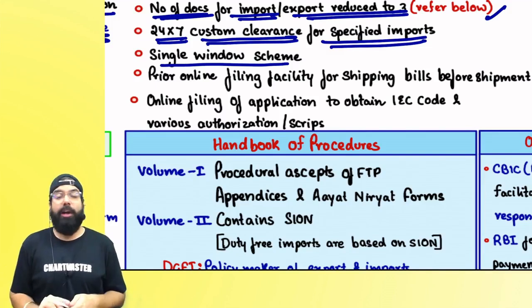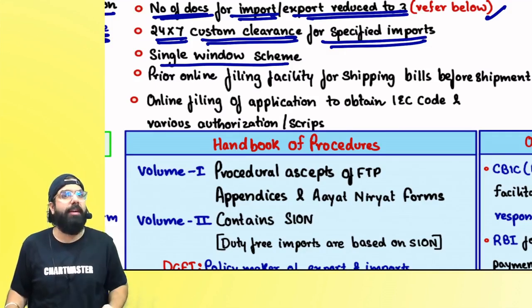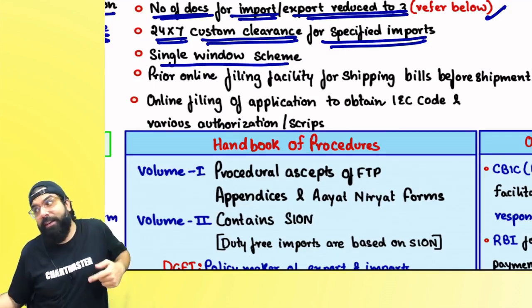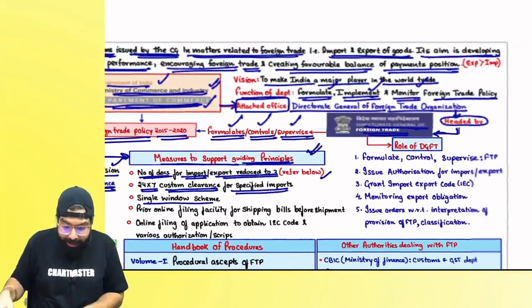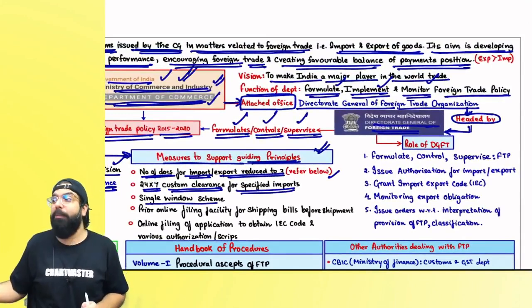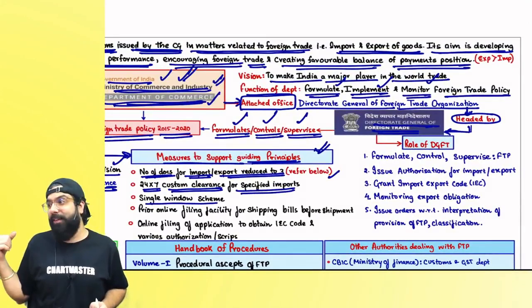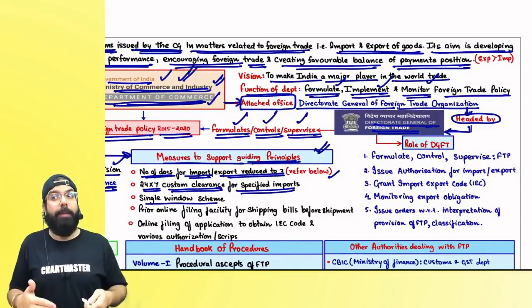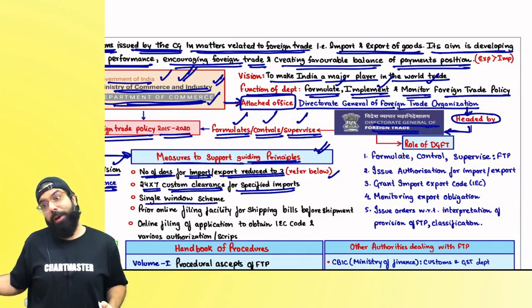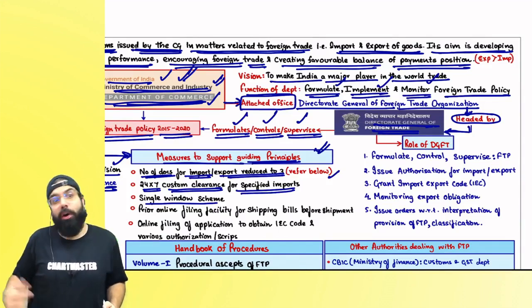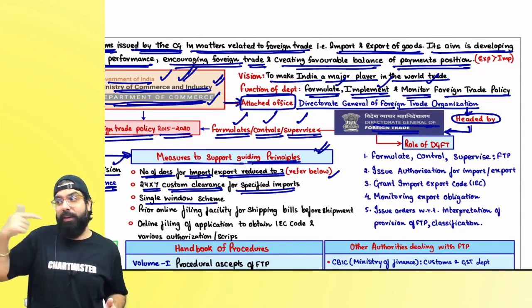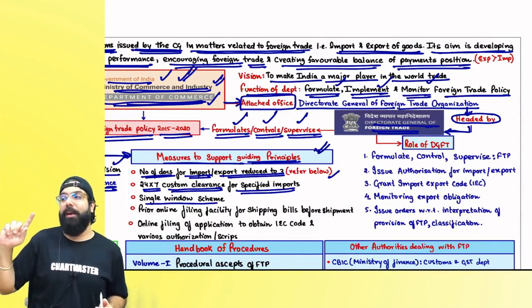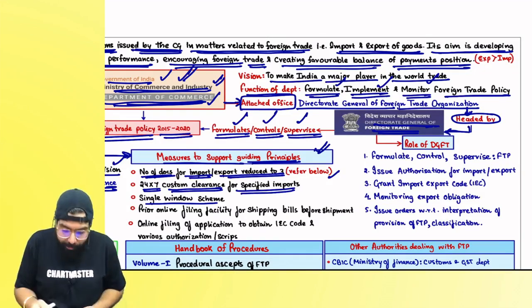If the foreign trade policy tells that these goods are restricted, these goods are prohibited, the customs department has to make sure of that when goods come. So the foreign trade policy is under the Ministry of Commerce. Customs is under the CBIC, which is the Ministry of Finance. So both are different. But these people frame the policy, those people follow the policy. He is the main boss. Those people make sure that the policy which they have told is being implemented. Are we clear, everyone?